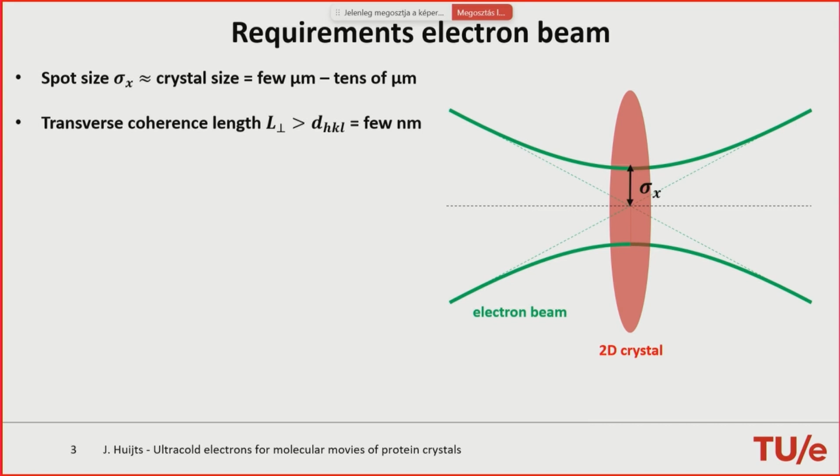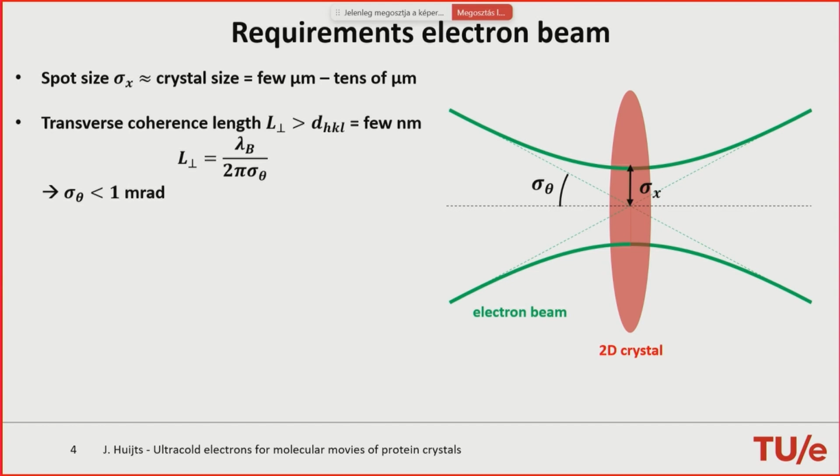So schematically, if this is my crystal and this is my electron beam, then I want to have a spot on the crystal that is roughly the size of the crystal. So that's typically a few microns to a few tens of microns. But if I do crystallography, I also want that beam to have some coherence. And the transverse coherence length needs to be at least as large as the lattice constant of my crystal, right? Otherwise, you don't get constructive interference. You cannot do crystallography. And for protein crystals, this lattice constant is typically several nanometers.